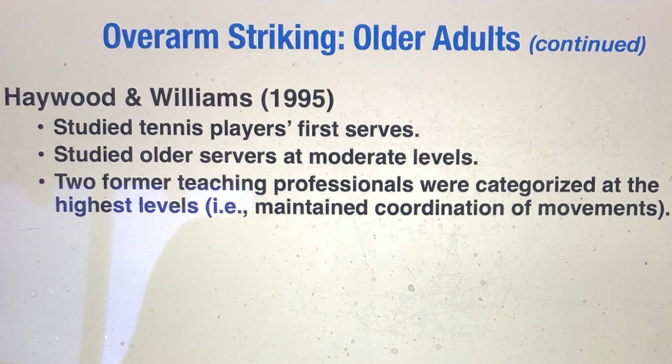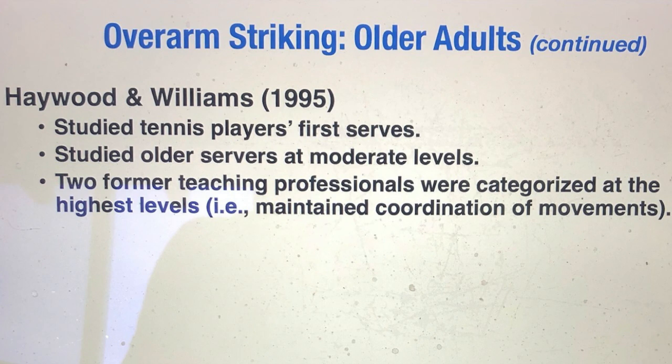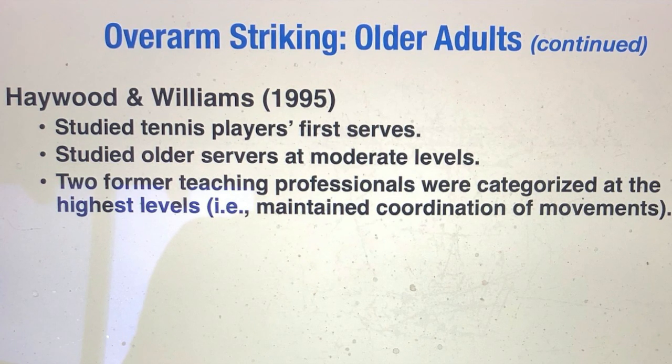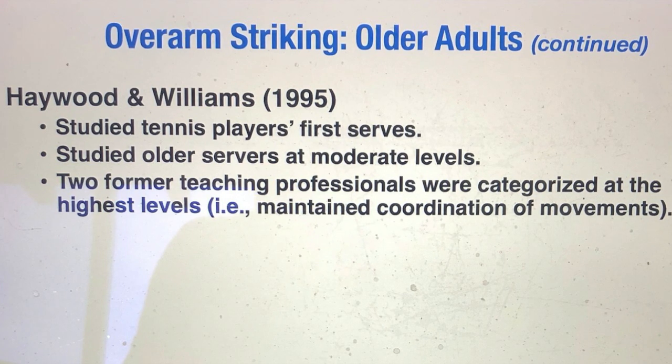Haywood and Williams in 1995 observed older adult tennis players as they executed an overarm serve. The younger and older servers did not differ in any of the developmental measures, nor did male and female servers differ. The investigators found little evidence of significant decline for a population continuing to use a striking skill.